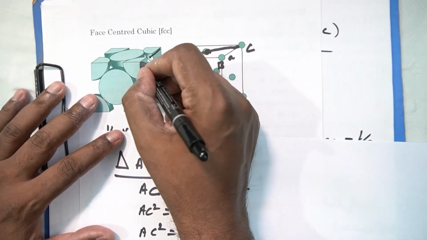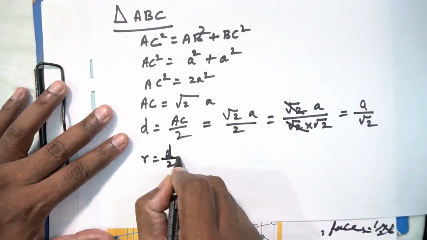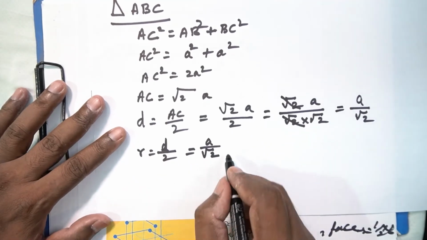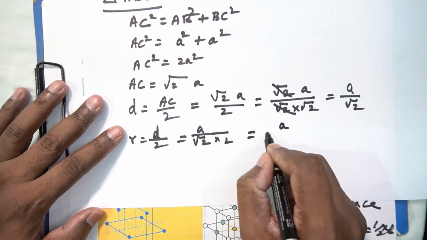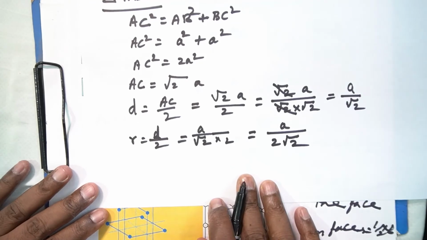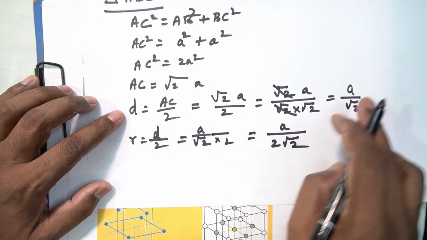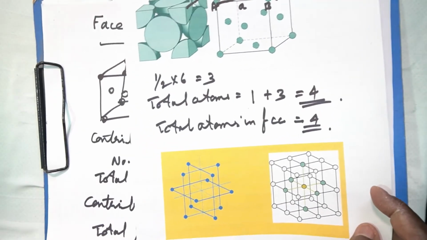So what is the radius of the atom? If the atoms are closely packed, r is equal to d upon 2. That is equal to A upon root 2 divided by 2, so r is equal to A upon 2 root 2. So radius is equal to A upon 2 root 2, interatomic distance d is equal to A upon root 2, and the number of particles in FCC is 4. So this is what we have seen.